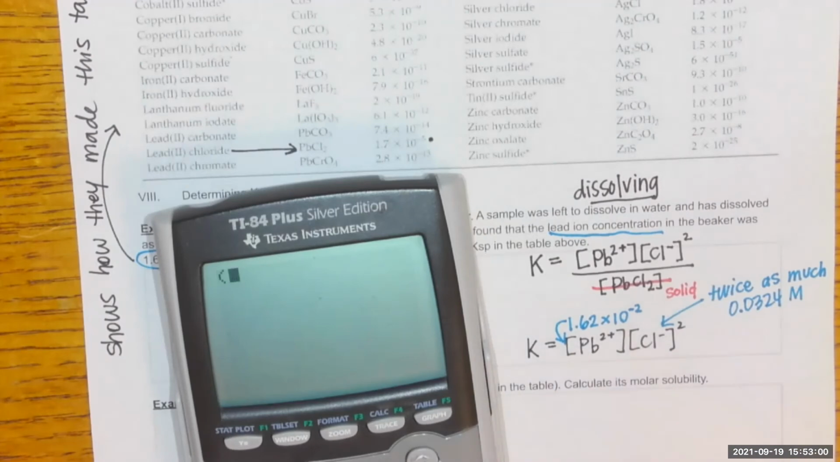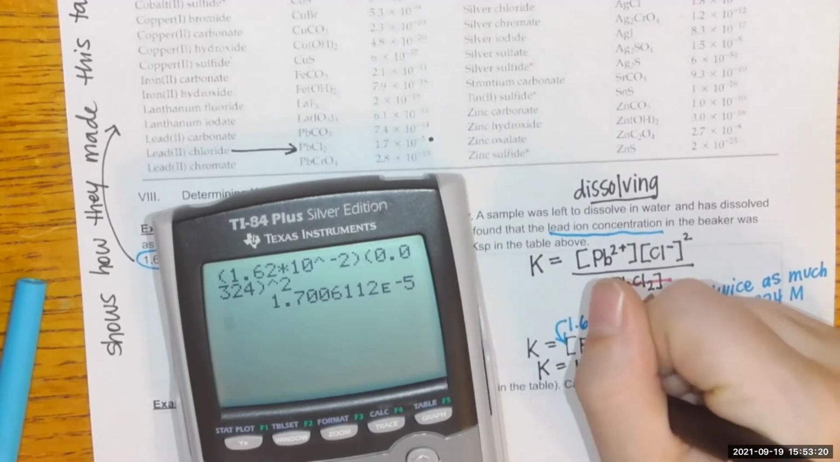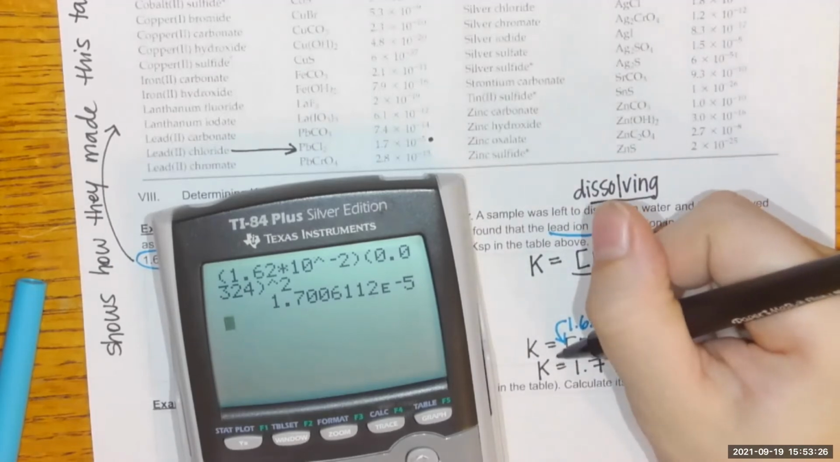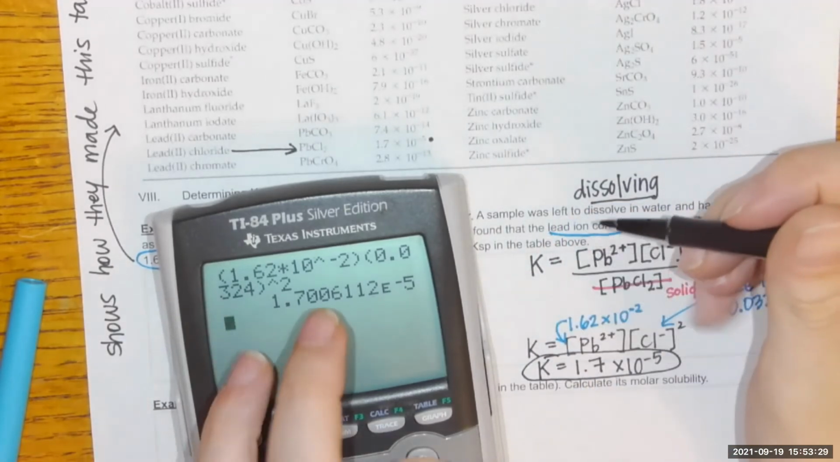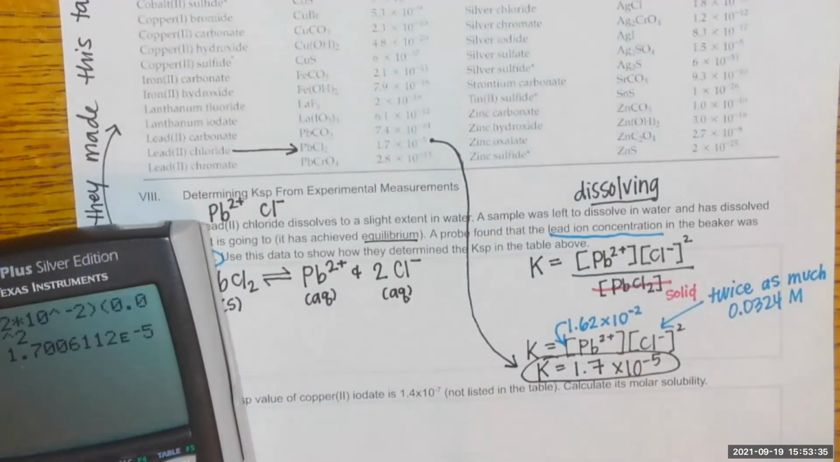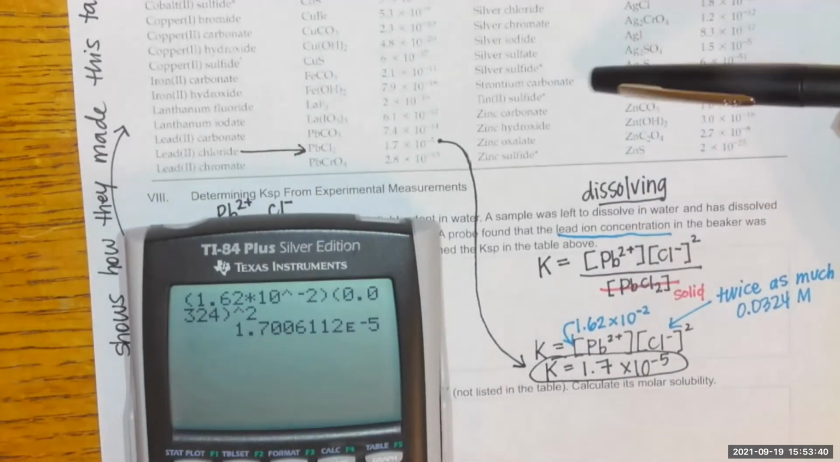K equals 1.62 times 10 to the negative second times 0.0324 squared equals 1.7 times 10 to the negative fifth. Is that what matches the chart? Yay! So this is how they figured out all of the values in this table.